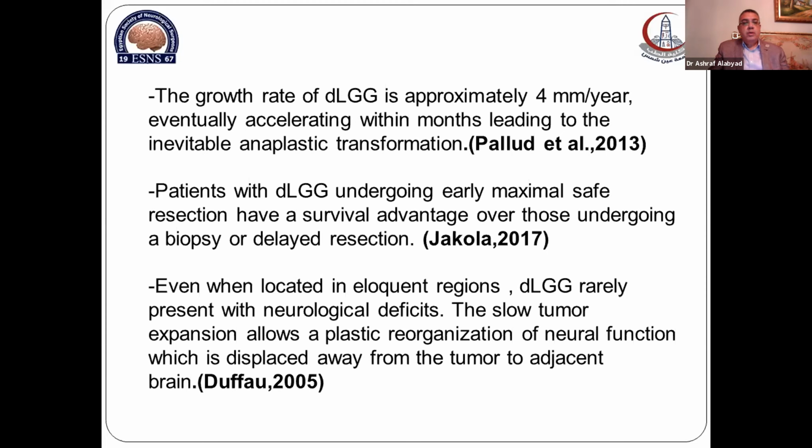Duffau stated that even when located in an eloquent region, diffuse low-grade glioma rarely presents with neurological deficit. The slow tumor expansion allows a plastic reorganization of neural function, which is displaced away from the tumor to adjacent brain. In fact, the implication of this is that the tumor itself is non-functioning, and even a seemingly inoperable lesion can be resected if the functional boundaries of the tumor are defined by brain mapping.